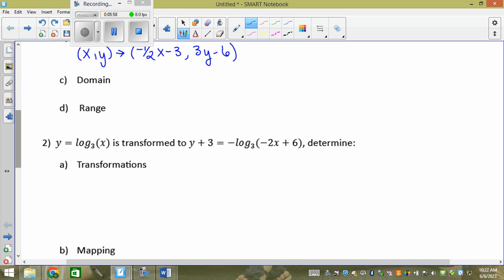X is an element of the reals, in set notation, or in interval notation the intervals it's between are negative infinity, positive infinity.